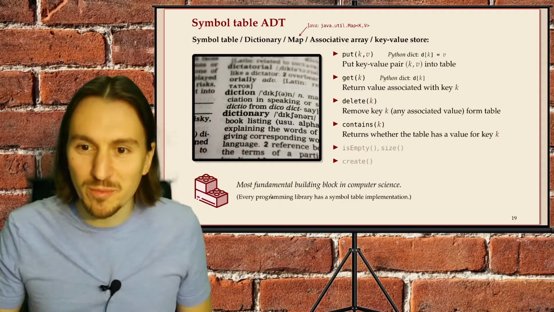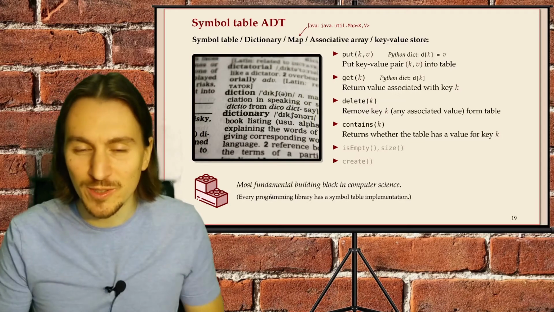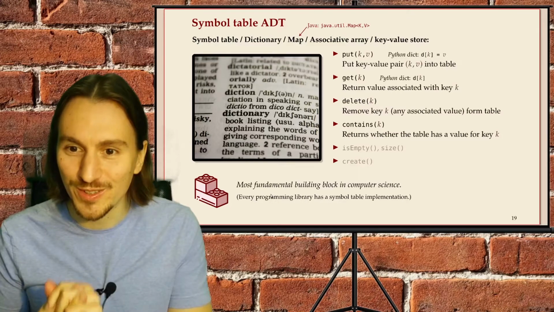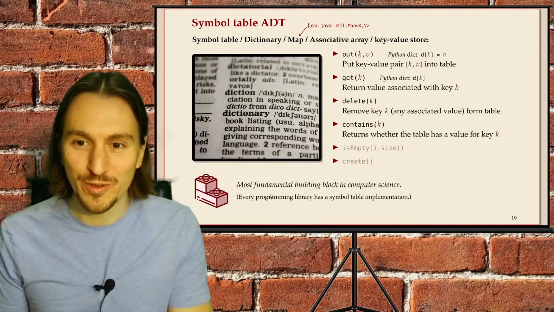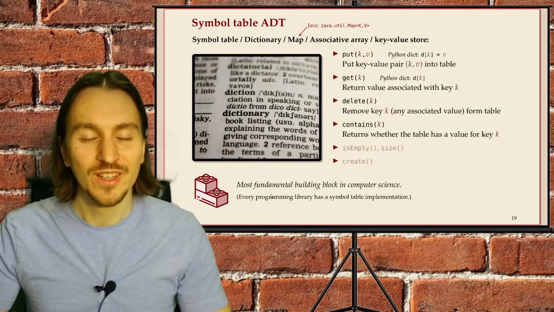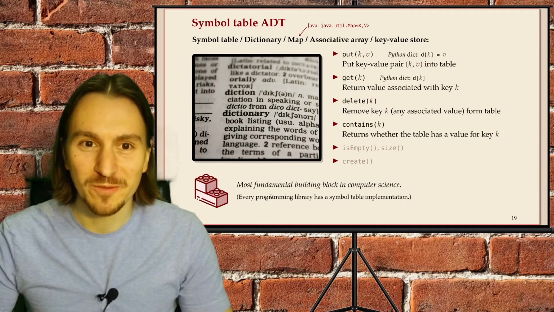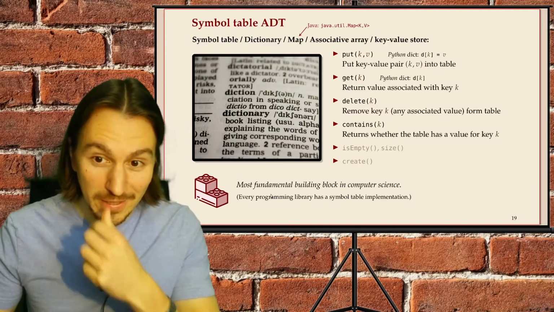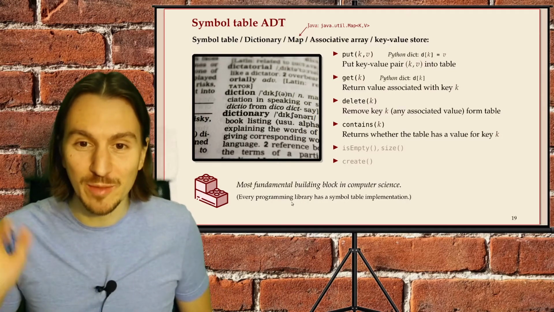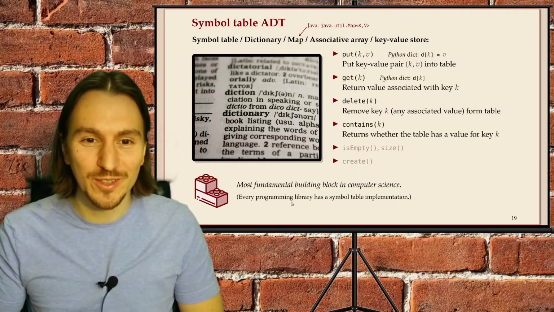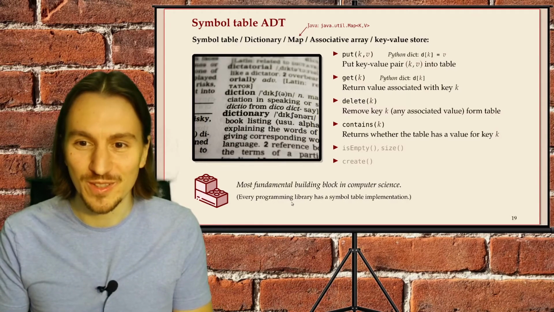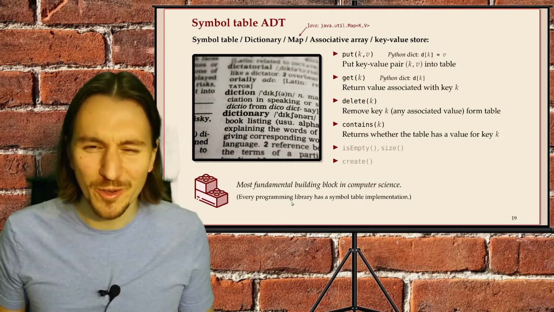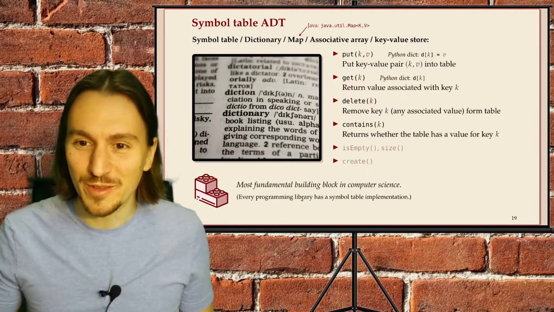I want to stress that binary search trees or symbol tables in specific, here we're talking about the abstract data type, so I'm sorry, I should say the symbol table is really the most fundamental building block in computer science. There's so many parts in programming that are solved by this. Really every programming library has some symbol table. I don't know any used programming language that doesn't have a symbol table. Not all do it by binary search trees, but almost all do. And there's a good reason for that.